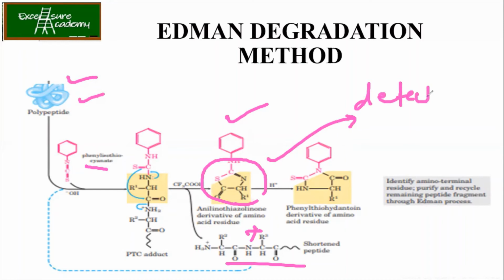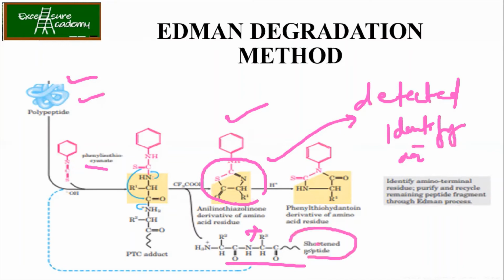Okay. So it will be detected and finally it will be identified. So which amino acid is present. Now from here, you have got the shortened peptide or the polypeptide chain. Again, carry out this procedure from here, that is addition of phenyl isothiocyanate. Then keep on repeating the cycle till you get the entire sequence of your polypeptide chain.